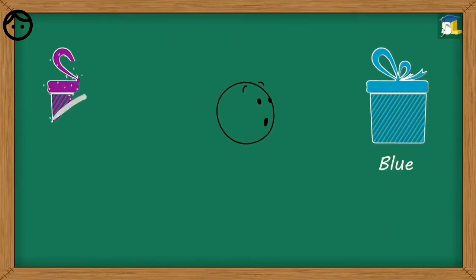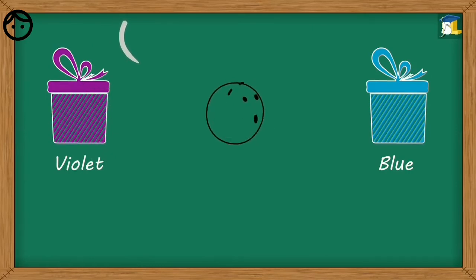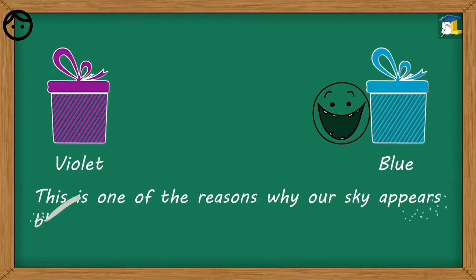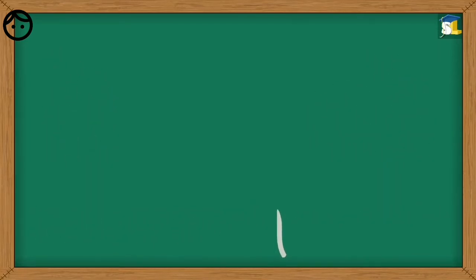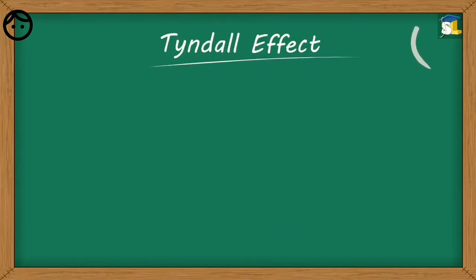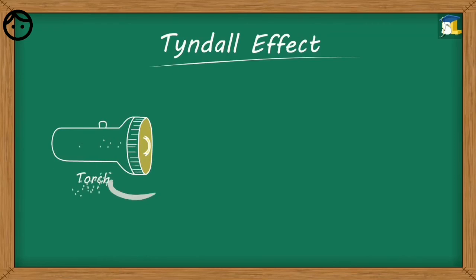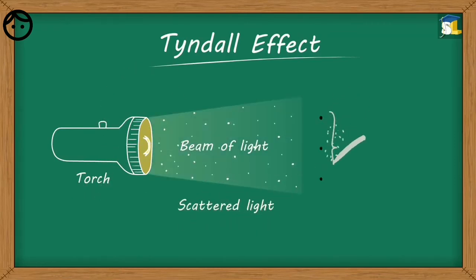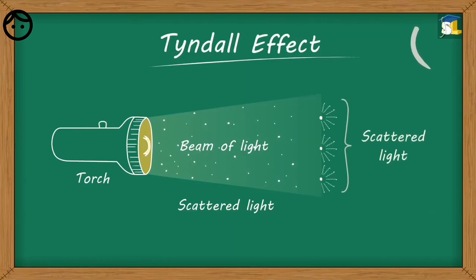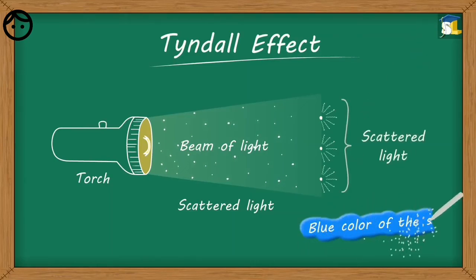Do you think that our eyes have a natural inclination towards blue as compared to violet? Yes, this is one of the reasons why our sky appears blue and not violet. To understand this, first, let us study the Tyndall Effect. Tyndall Effect is a phenomenon in which a beam of light scatters on striking the particles present in its path. This scattering of light is responsible for the blue color of the sky.